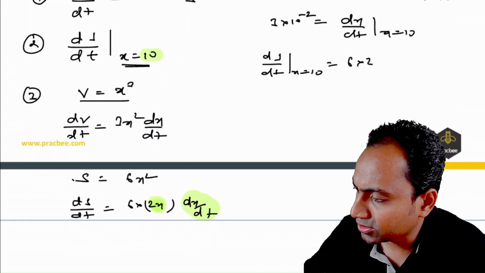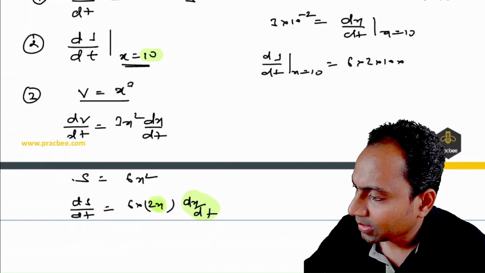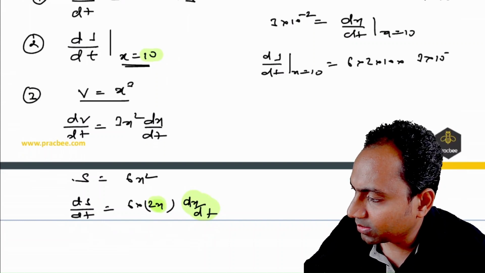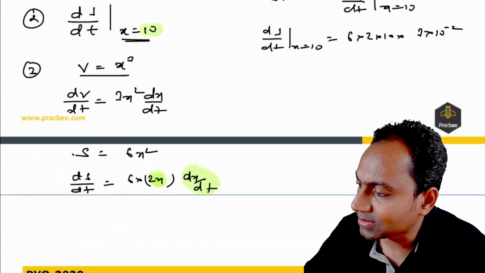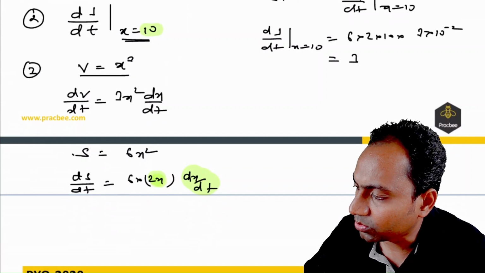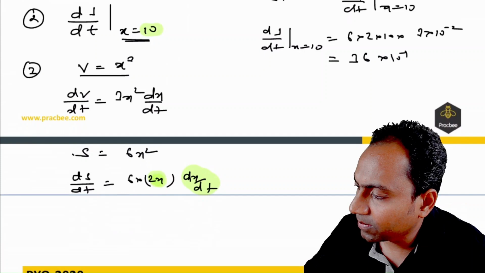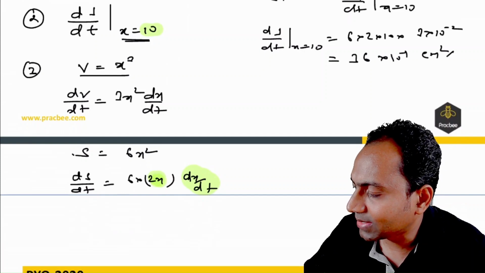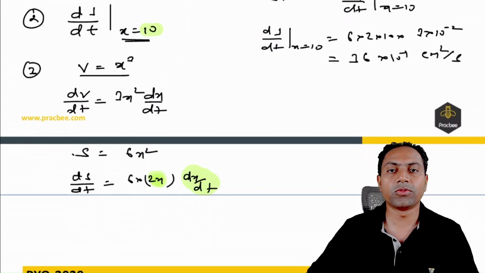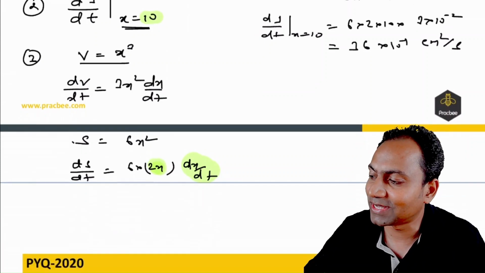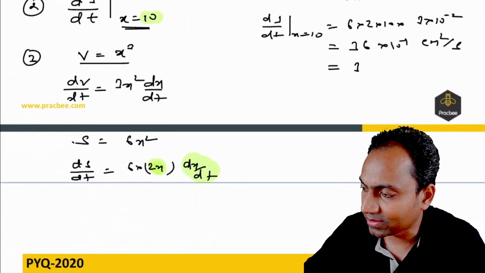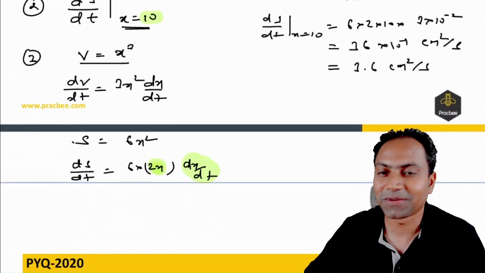So this becomes 6 into 2 into 10, and this is nothing but 3 into 10 raised to the power minus 2. So 6 into 3 is 18, 18 into 2 is 36, and then 10 raised to the power minus 1, and square centimeter per second. Units you should always keep in mind, because then you will lose 1 mark just for not writing the unit. So answer becomes 3.6 square centimeter per second.